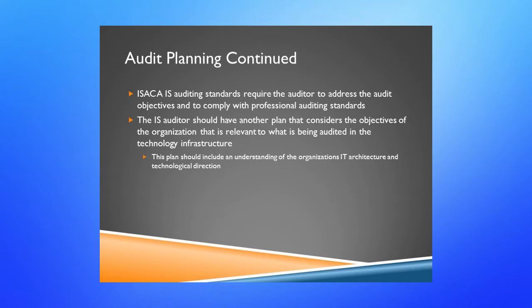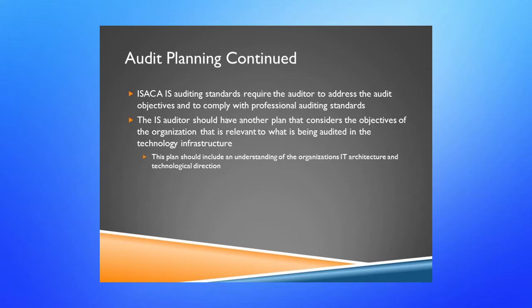Now, the auditor should have a plan that considers the objectives of the organization and how those are relevant to what's being audited in the technology infrastructure. That plan should include an understanding of the organization's IT architecture and the technological direction they're going to go. Again, going back to looking at the future, what ideas do they have as far as where they see their business in a year, in a couple of years, and which direction are they going.